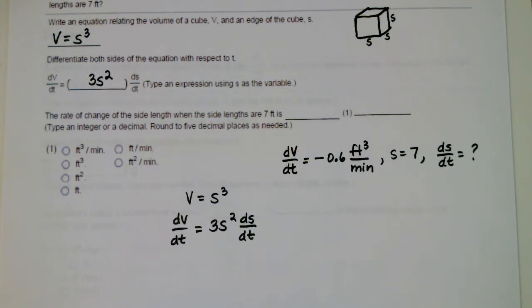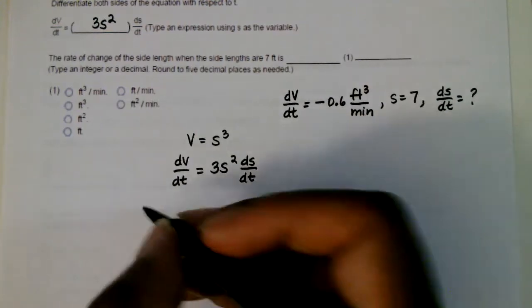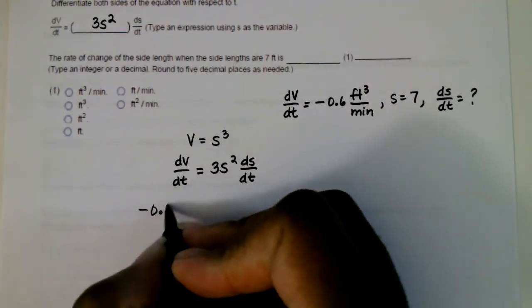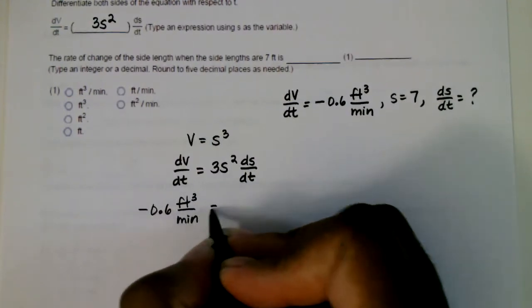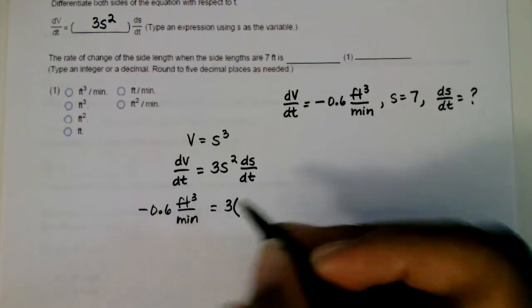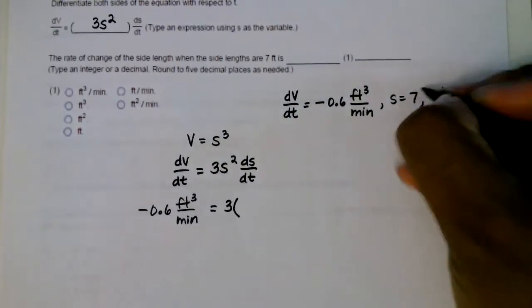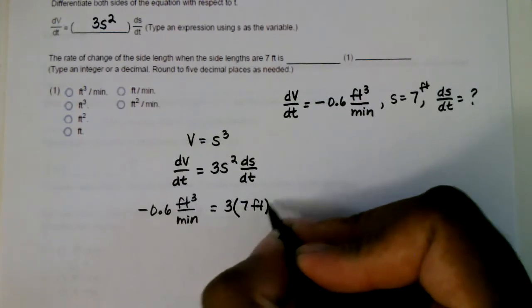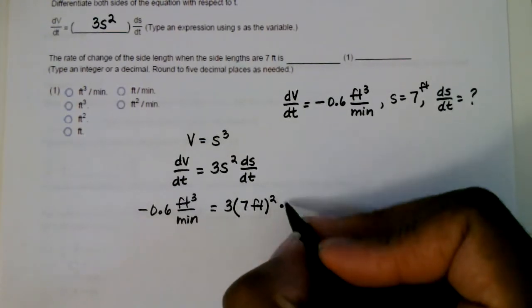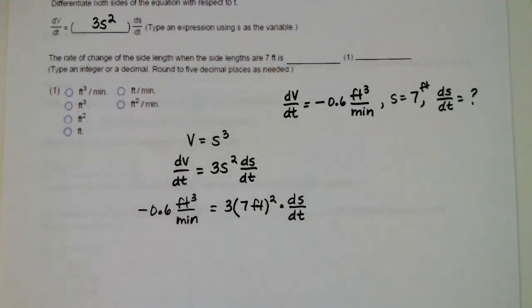Okay, so now let's simplify. dV dt is negative 0.6 cubic feet per minute. So I'm going to go ahead and write in that negative 0.6. Now I'll write in the units. And that's equal to 3 times s, which is the side length. That's 7 feet. And I should put feet here. So it'll be 7 feet, and that's going to be squared times ds dt, which is what I'm trying to find.